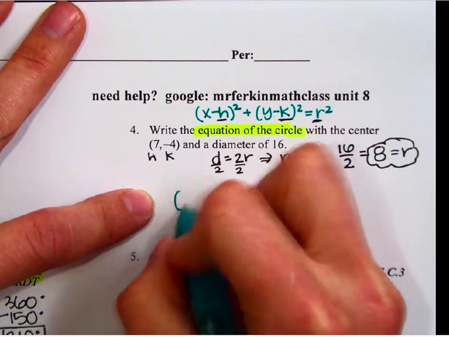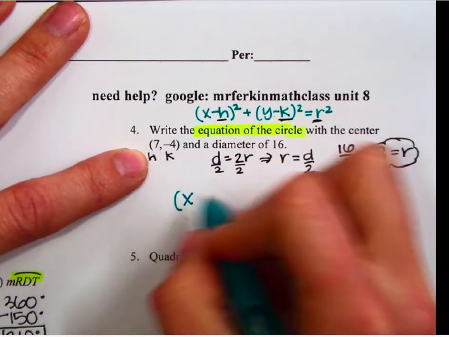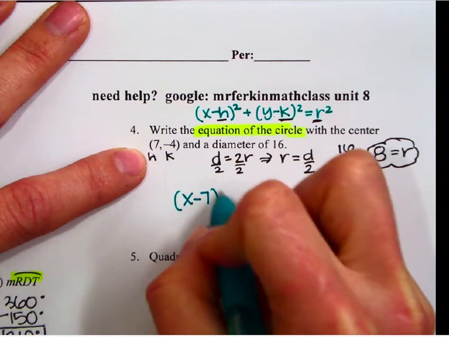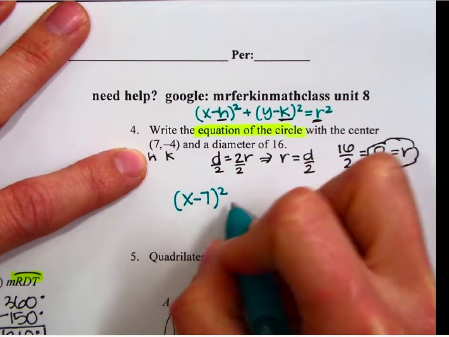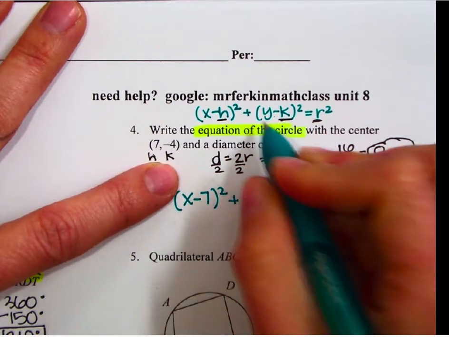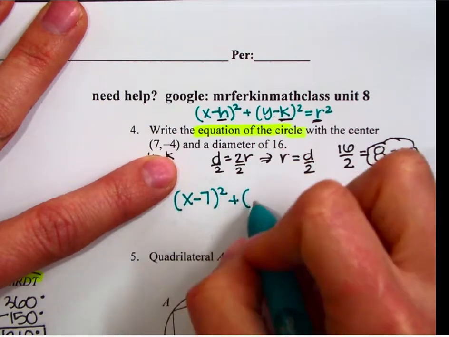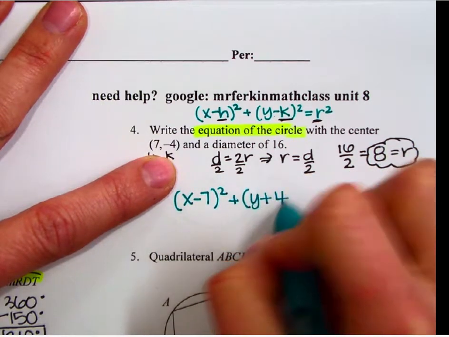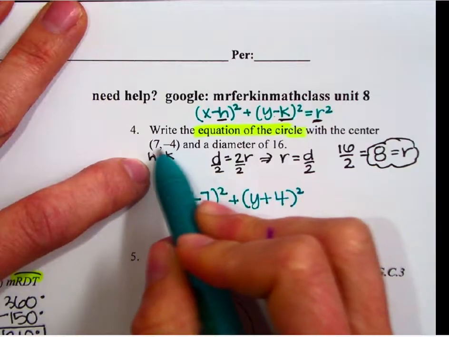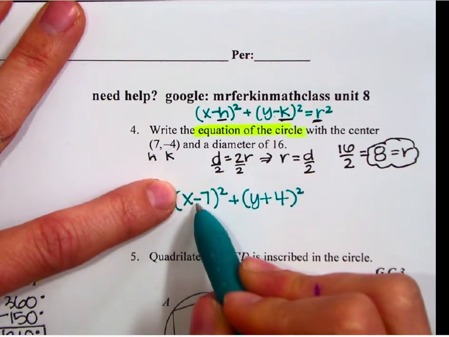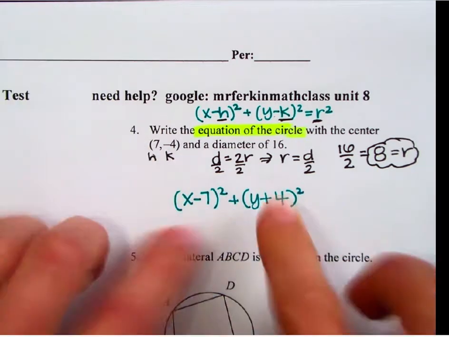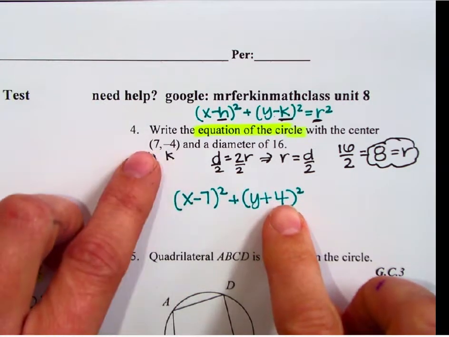I have x minus h, where h is 7. It's going to be x minus 7 in our first set of parentheses squared. Then y minus k, so it's going to be y plus 4. So notice how when we plug in the numbers from the center, they really are the opposite inside of these parentheses, or they change signs.